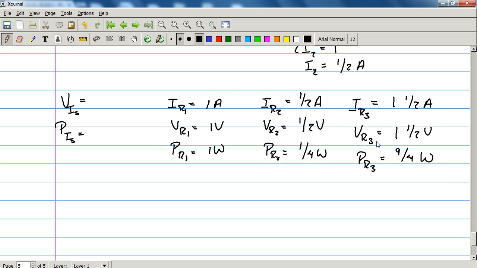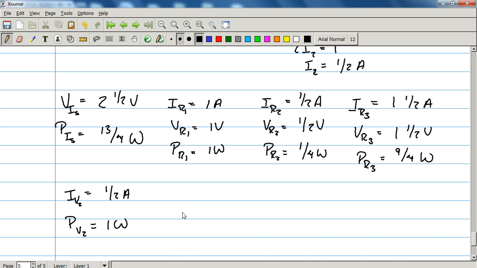Okay, so voltage delivered by the current supply is the sum of all the voltages in loop 1. So that's the sum of voltages across R1, 1 volt, and R3. So this is 2.5 volts. And then the power delivered is the sum of those two. So this is 1 watt plus 9/4 watts, which is 13/4 watts. And so there you have it. I guess we could look at current delivered by V2, which is just I2, 1/2 amp, and then the power delivered by V2 is IV, which is just 1 watt.